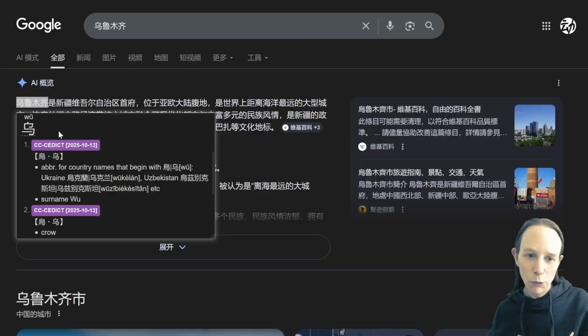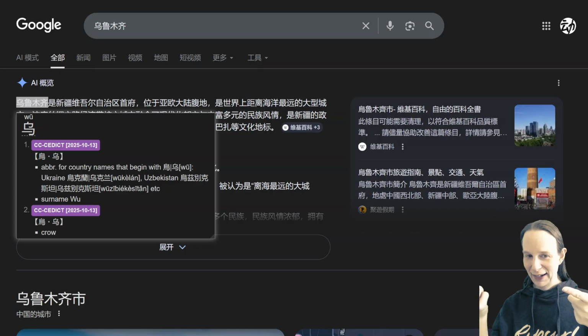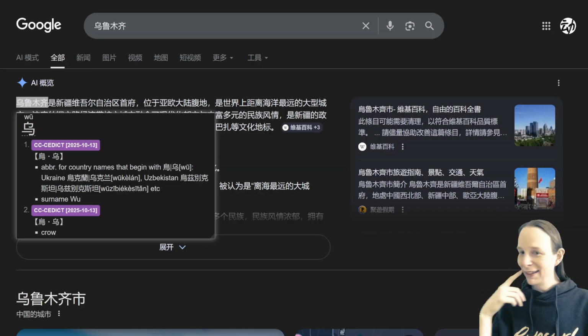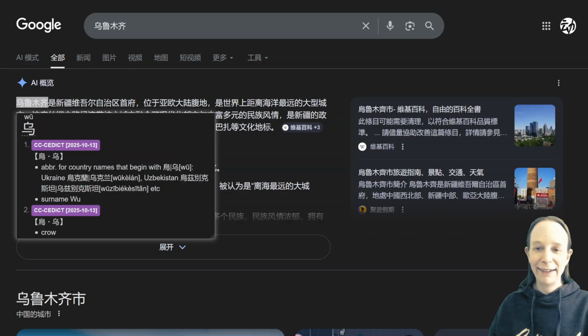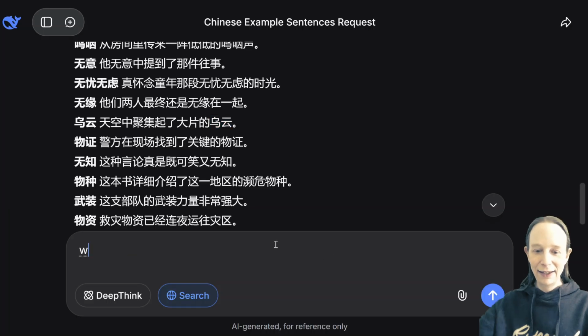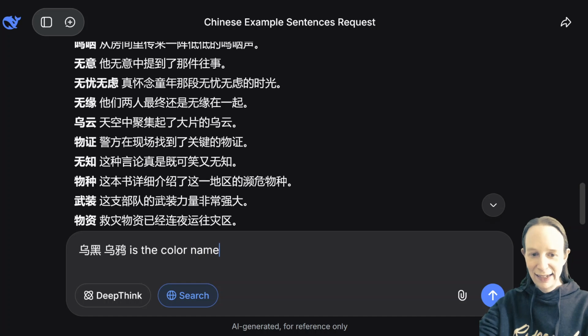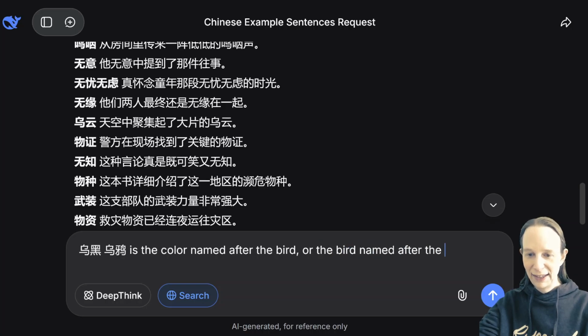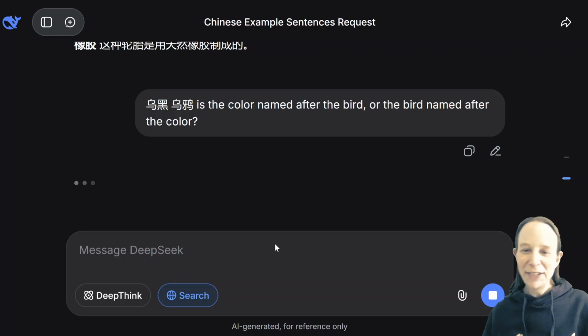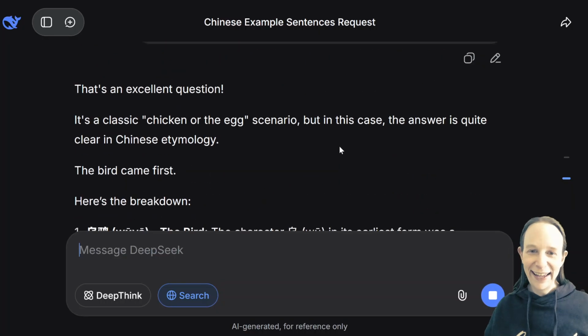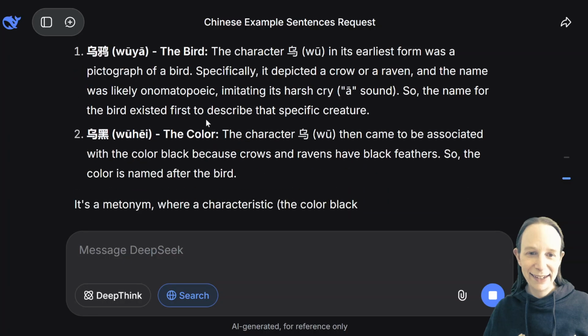Okay, wait, does the color come after the bird? I don't know, I'm kind of curious. Is the color named after the bird, or the bird named after the color? Which came first? Chicken or the egg? Maybe they just came together.